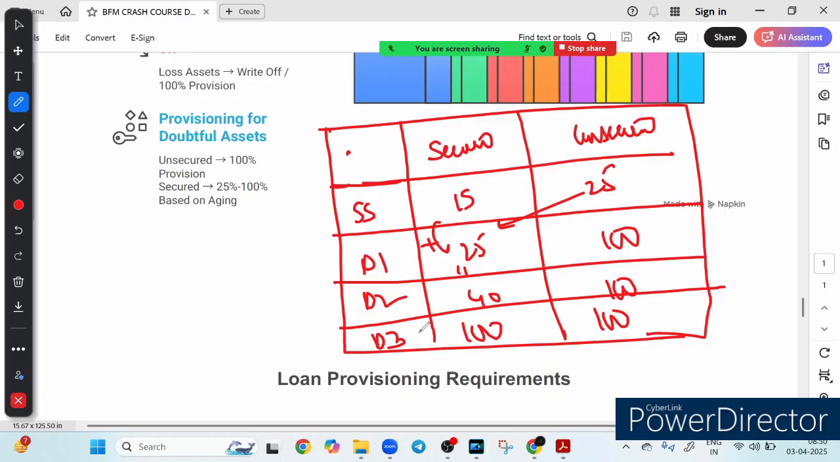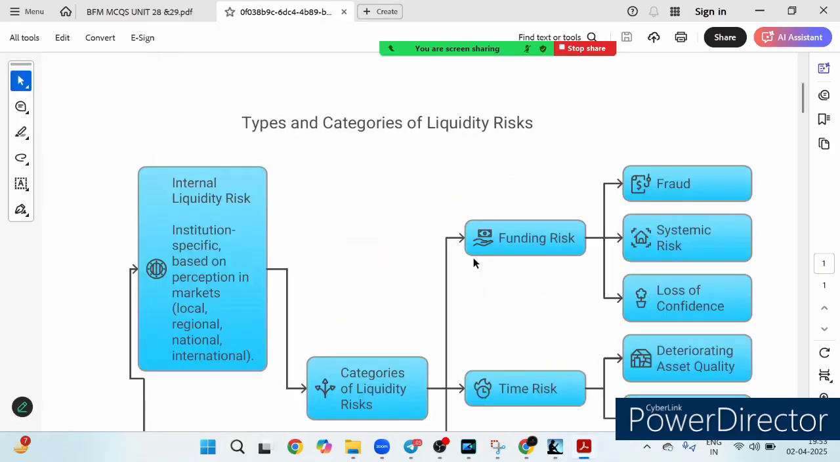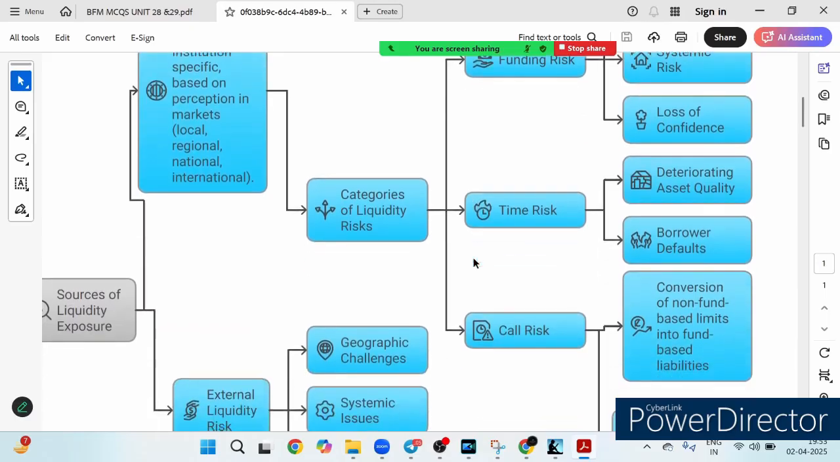Accelerated provisioning is separate. But I make sure that if you watch the complete video of this crash course, especially for this particular unit, the questions they repeatedly ask will be covered. So let's get started. And our first concept is the source of liquidity exposure.